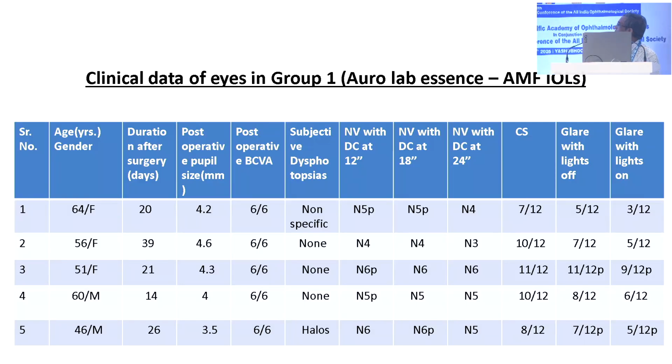So the best corrected visual acuity is 6 by 6 in all these patients. And then with the distance vision correction, we measured at 12 inches, 18 and 24 inches. And this is what we found, that it was N5 and even N4 in the patients who had these advanced monofocal IOLs by Oro. The contrast charts are here and the glare charts are here.